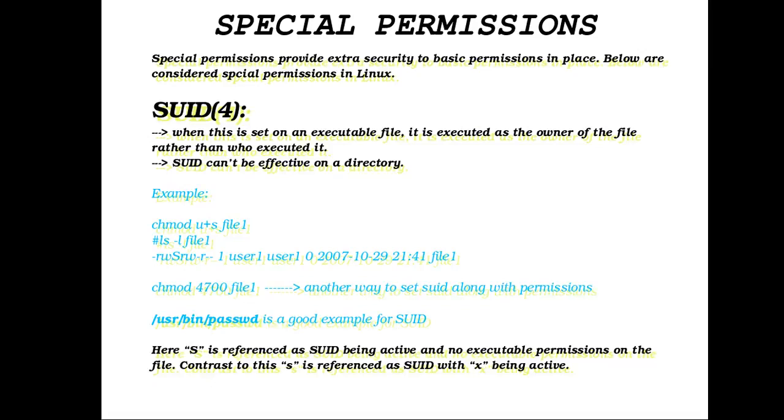Now we come to an important part of the permissions. There are three types of special permissions which make the administrator's tasks more enhanced and easy to manage. Special permissions provide extra security and extra enhancement to the basic permissions which are already in place. So let's talk about the first special permission, which is SUID, which basically means set user ID, numerically termed as 4. If SUID is set on an executable file, it is executed as the owner of the file rather than the one who executed it.